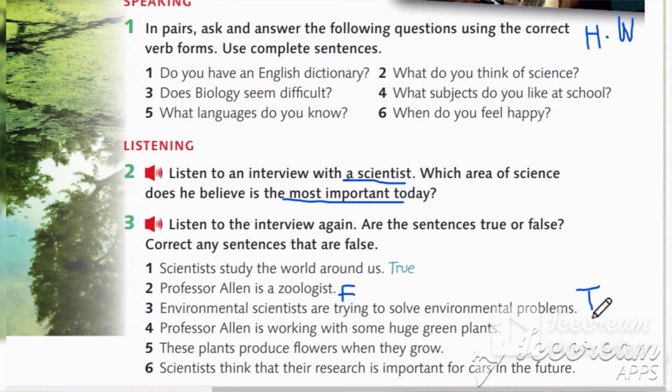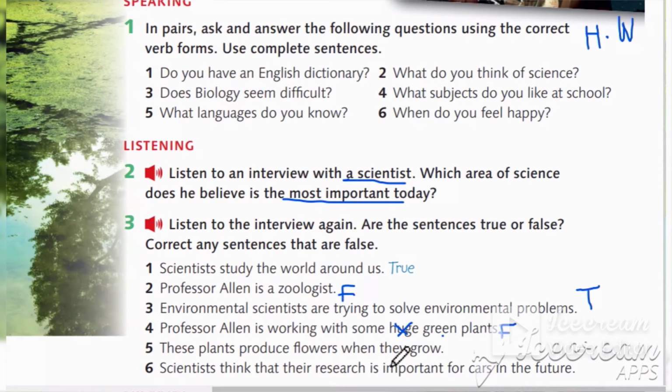Okay? Number 4. Professor Allen is working with some huge green plants. False. Is he working with some huge plants? No, he is working with some tiny green plants. Okay, we cross out huge and put tiny in its place. Number 5. The plants produce flowers when they grow.